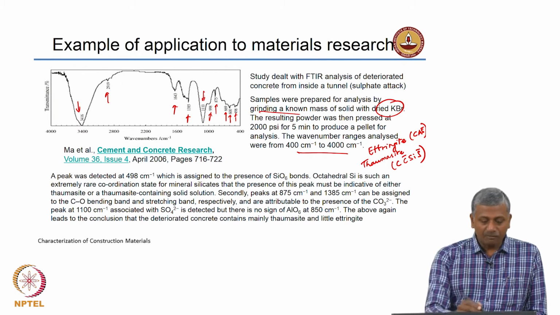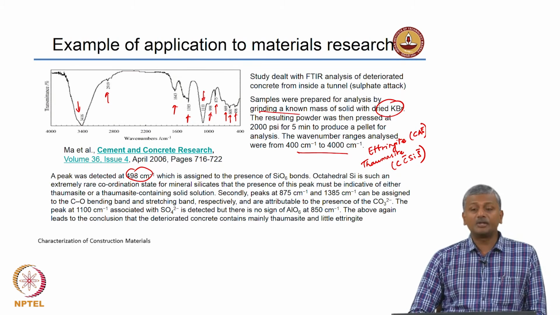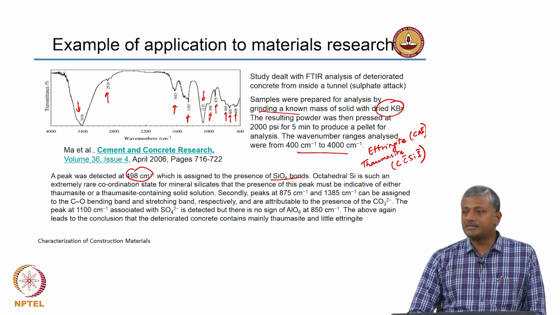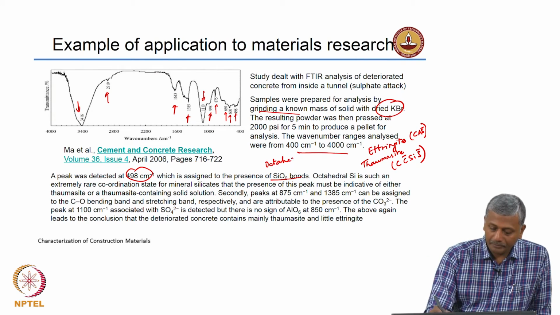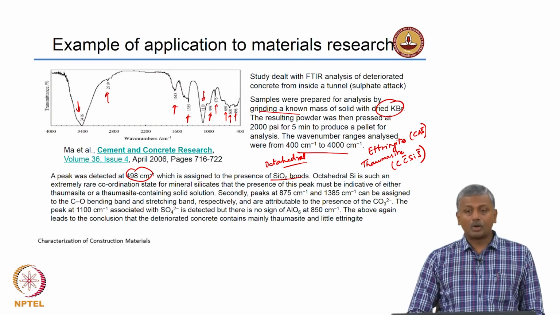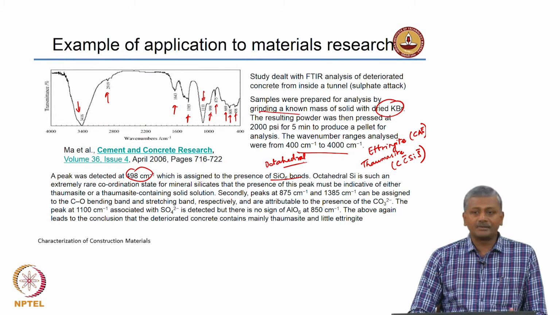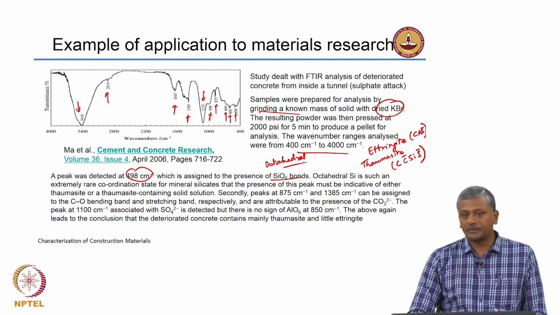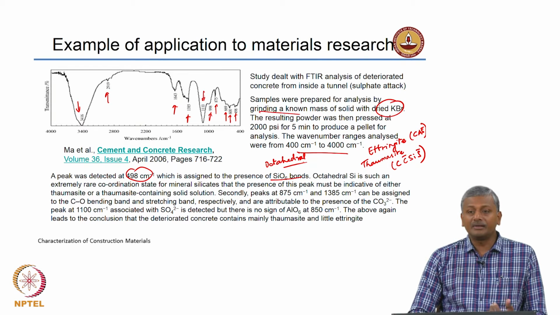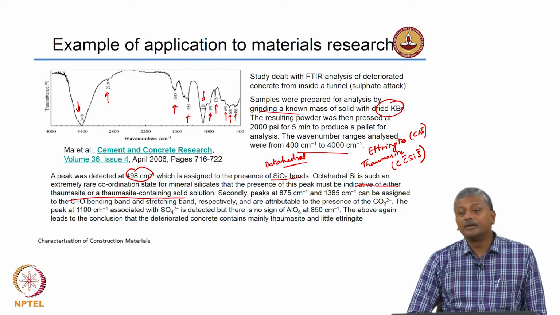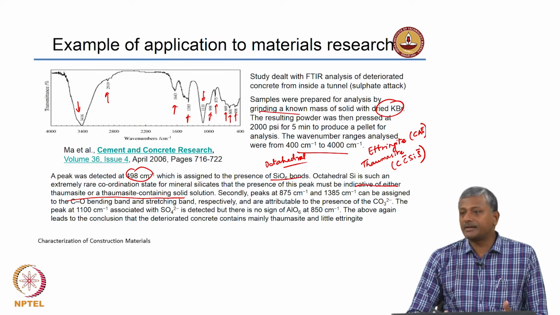Now, this peak at 498 centimeter inverse is assigned to the presence of SiO6 bonds. That means silica in what state? Is it tetrahedral or octahedral? SiO6 is octahedral state. Octahedral Si is a rare coordination state, because we know that most stable silica exists in the tetrahedral state, SiO4, but here an octahedral state is quite rare. So, again this peak must be indicative of either thaumasite or a thaumasite-containing solid solution. In thaumasite the structure is such that the silica exists in an octahedral state.